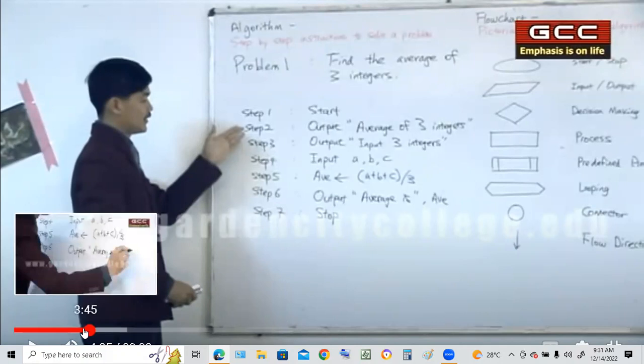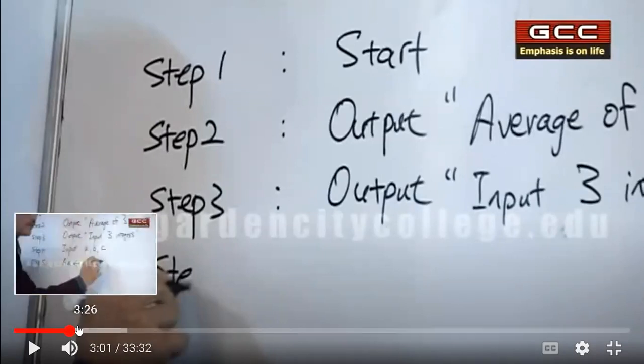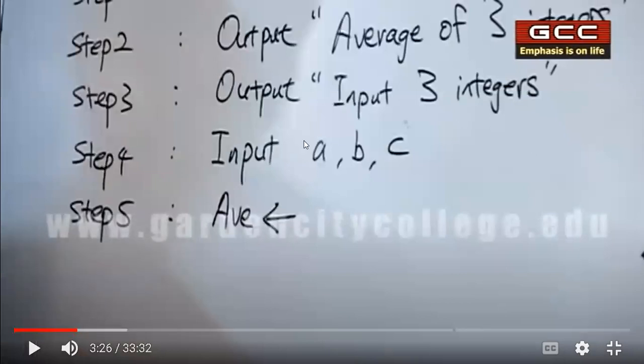Sir, must we just write start, or must we draw the shape with it also? Write start. You're going to write start. So let me go back a little bit. You're going to start it out like this. You write the word start. Yes, sir. Right? And then after you write the word start, you're going to say output.